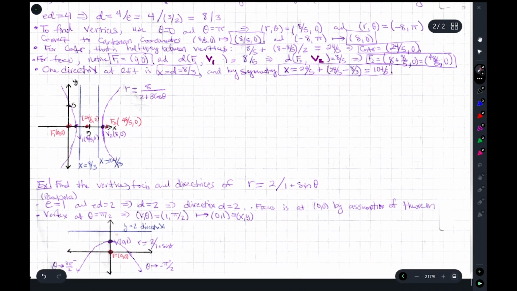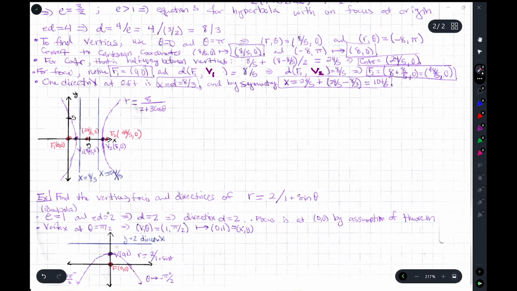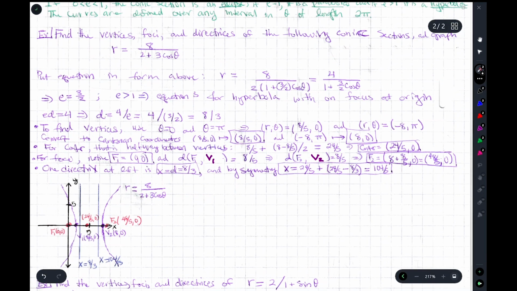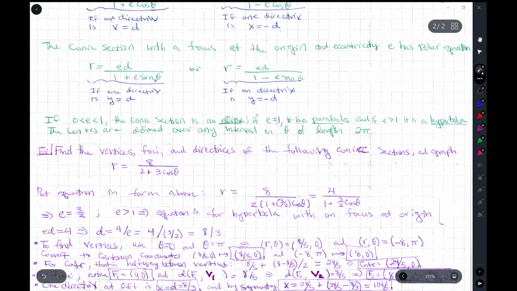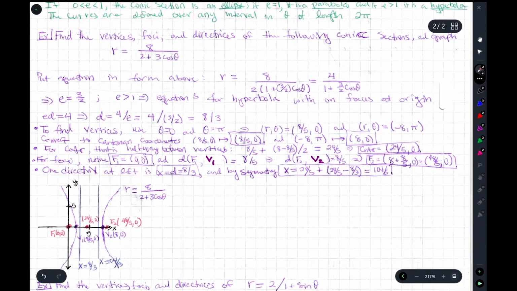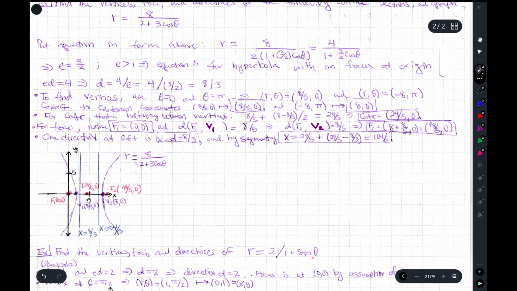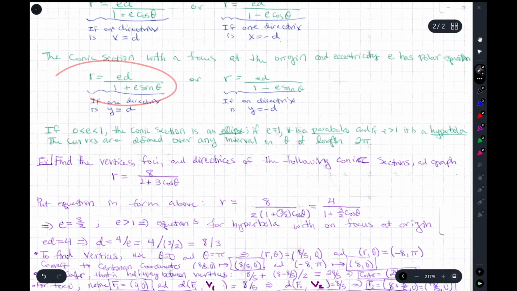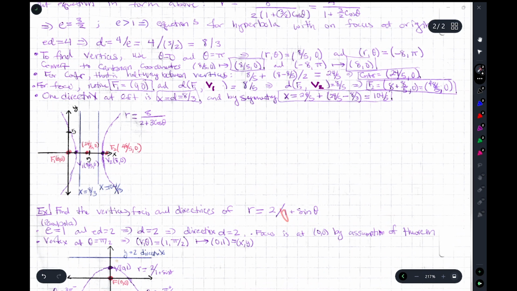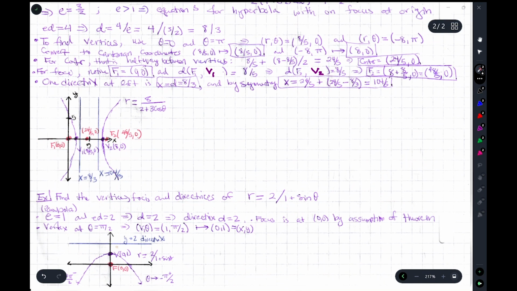So let's do another very quick example. So here we have, we want to find the vertices, foci, and directrices of r is equal to 2 over 1 plus sine theta. Well, what form does that fit in? Clearly, we got a plus sign there, okay? And we got a sine theta. And so it's going to fit in that form there. We already got that 1, and so no need to sort of massage that equation to put it in the standard form. We get a parabola because e equals 1.